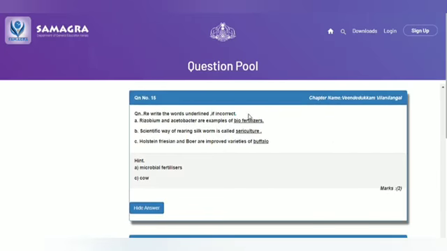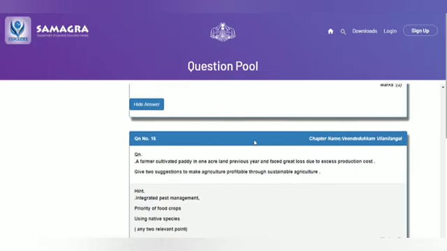Rewrite the words underlined if incorrect. Rhizobium and Acetobacter are examples of biofertilizer. That is wrong. Rhizobium and Acetobacter are examples of microbial fertilizer. Scientific way of rearing silkworm is sericulture. That is right. Holstein Friesian and Boer are improved varieties of buffalo. Holstein Friesian and Boer are improved varieties of cow.